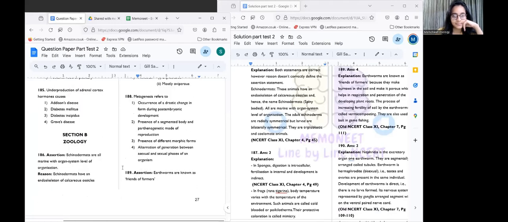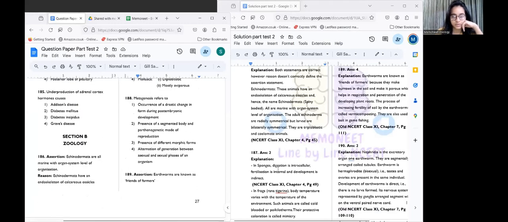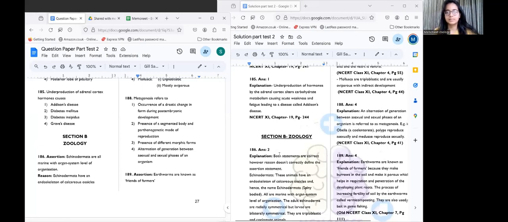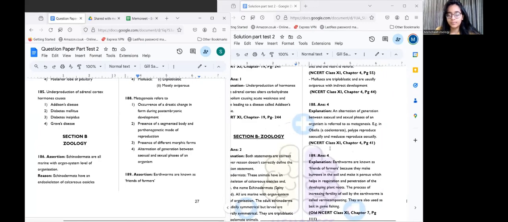Moving to 188, metagenesis refers to what? The answer is the 4th option, which is alternation of generation between sexual and asexual phases of an organism. This is known as metagenesis. This can be seen in Obelia. Basically, in Obelia, polyps reproduce asexually and medusae reproduce sexually.